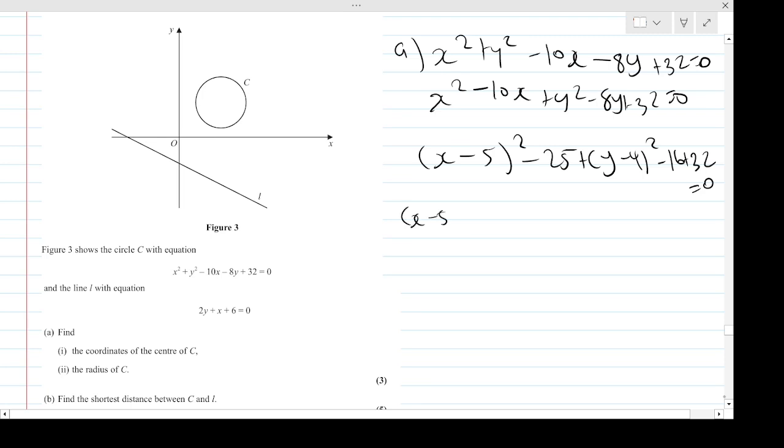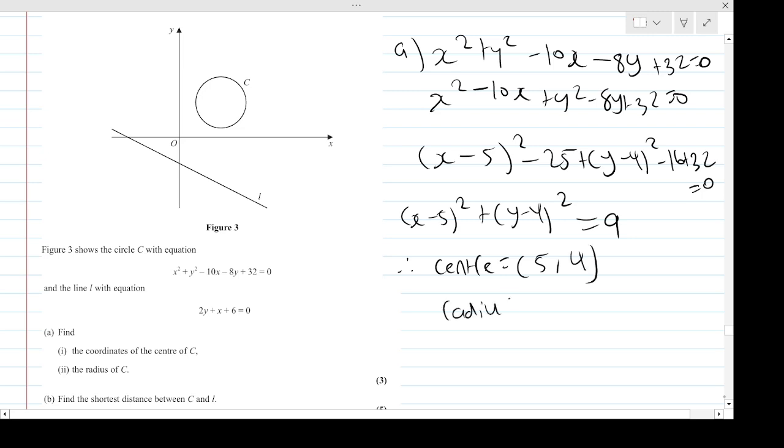Then if we group, get the brackets first, as so, then we add the numbers, so we get minus 25, minus 16, add 32, that gets me minus 9 equals 0, but then I could just move it to the other side to get equals positive 9, and there we are. From this then we can therefore deduce that the centre, well, if it's minus 5 for x, it'd be plus 5 here, and then minus 4 for y would be plus 4. And the radius, well, radius squared would be 9, so the radius alone would be root 9, which is 3.